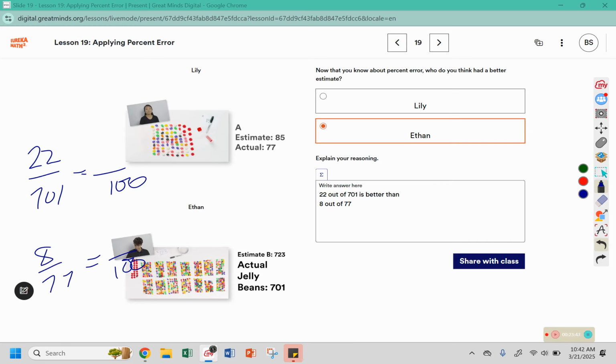We're going to cross multiply and divide. So 22 times 100 divided by 701 is approximately 3.1%. 8 times 100 divided by 77 is about 10.4%.